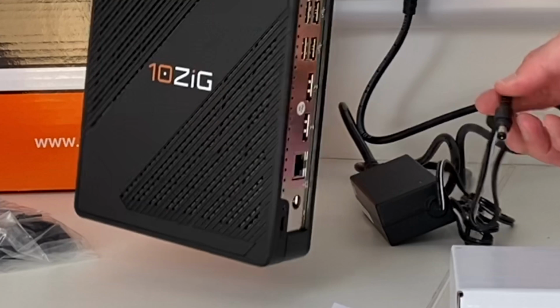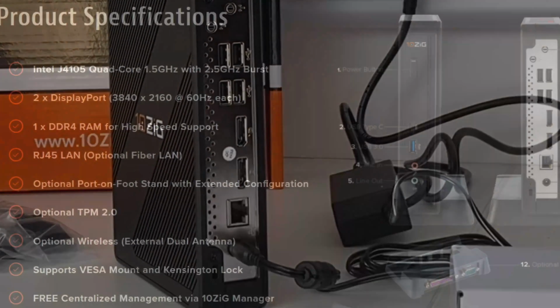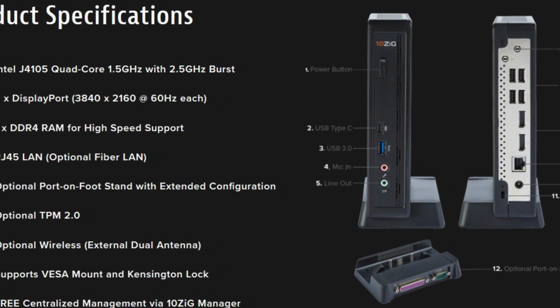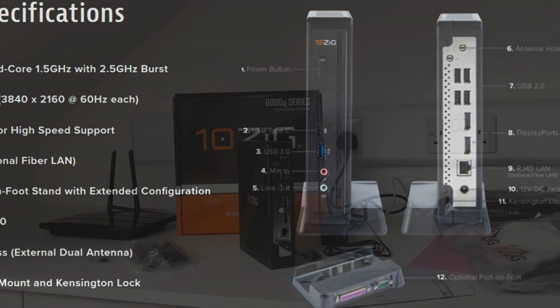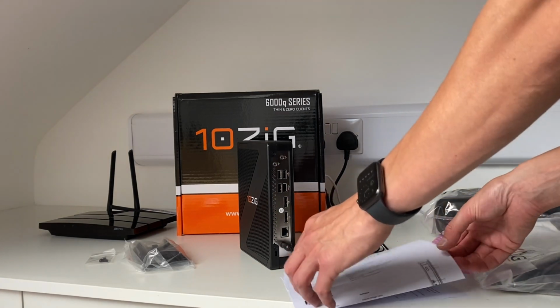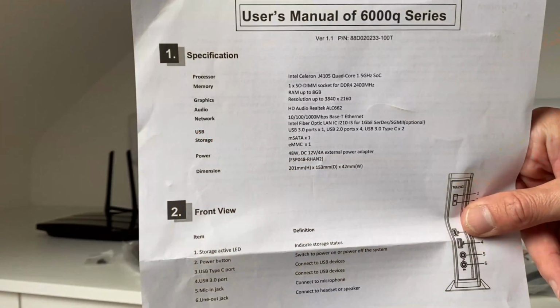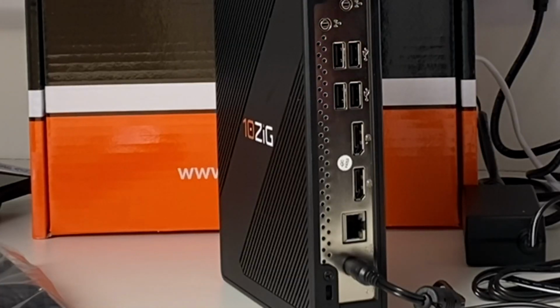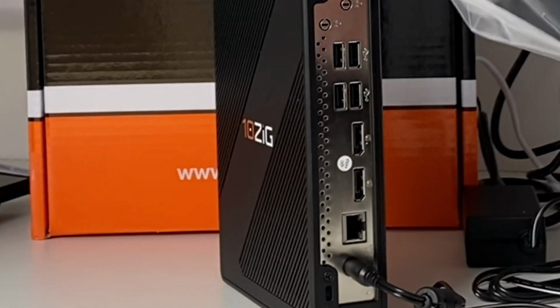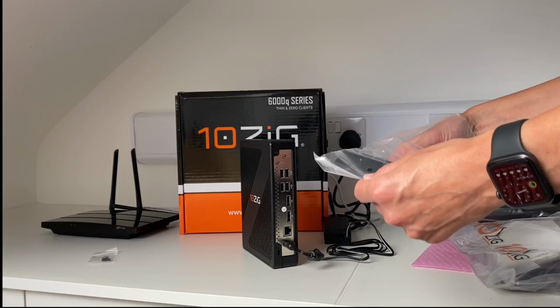This is the performance unit. There are a variety of hardware options that would support normal office workers up to a power user. This one has two display ports and the ability to handle two 4K screens. The user manual of the 6000 Q series included in the box. This device on the rear has an RJ45, 2x display ports, 4x USB 2. On the front it has one USB 3 and one USB C.